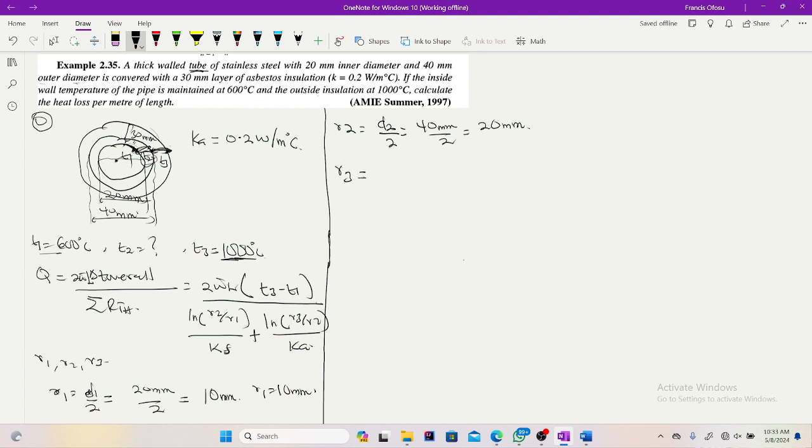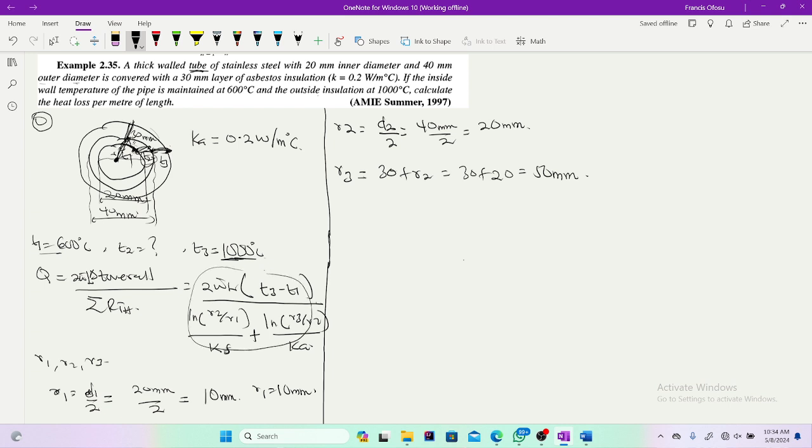explicitly, but they gave us the layer thickness to be 30 millimeters. Now if you want from this portion to this portion, it's going to be 30 plus from here to here. And then from here to here is our R2, right? So R3 becomes 30 plus R2, which is 30 plus 20. And that would be 50 millimeters. So you just have to substitute everything here.